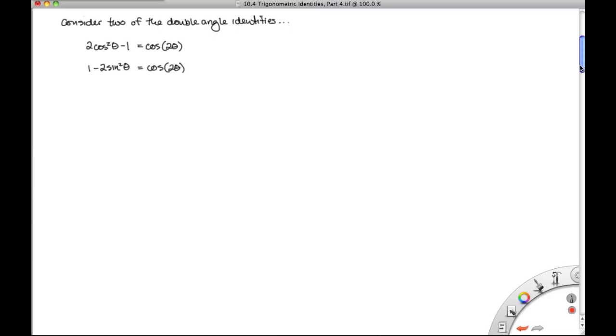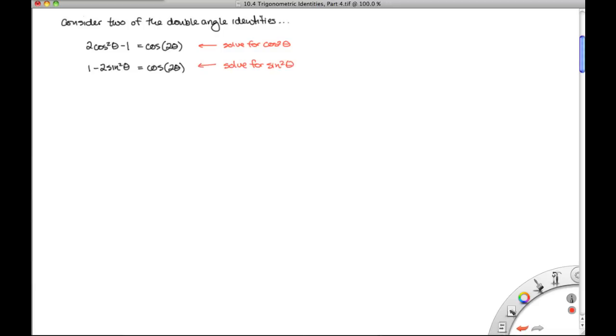Now, sometimes in calculus especially, we have got something like a cosine squared or sine squared, and we need to get rid of that power before we can move on either with the proof or with the problem that we're working with. So what we're going to do is take these two, and in each of them we're going to solve them for the squared term. So in this first one we're going to solve for cosine squared theta, and then in the second one we're going to solve algebraically for sine squared theta.